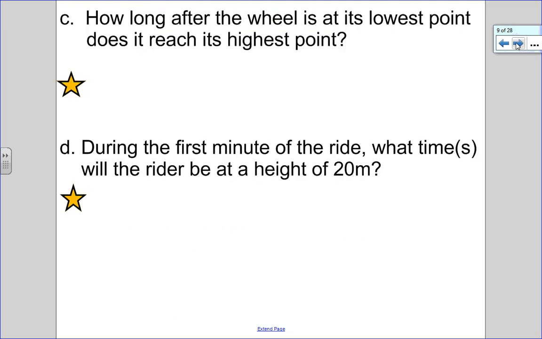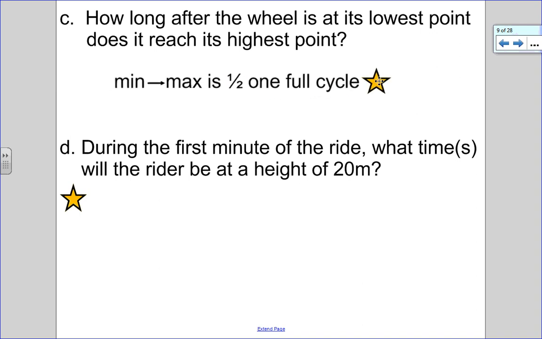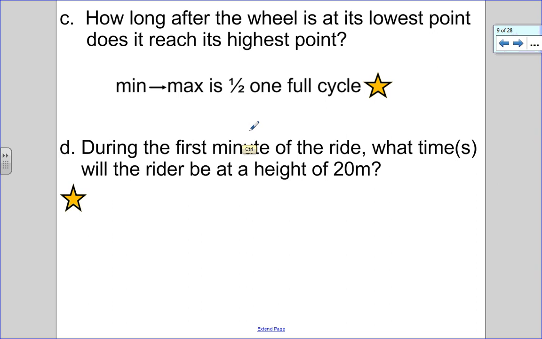Okay, next question. How long after the wheel is at its lowest point does it reach its highest point? Let's think about the sine graph. The distance between the lowest and the highest point, that is half of the cycle. So max to min is half of the cycle. So if a full cycle is 60 seconds, I'm going to look at half of that, which will be 30 seconds.